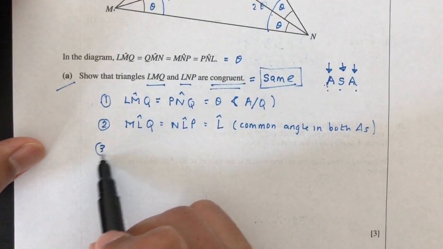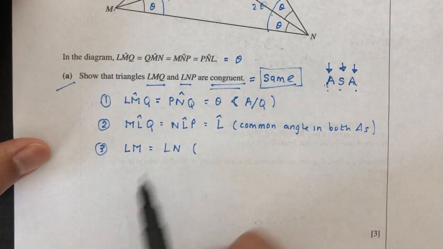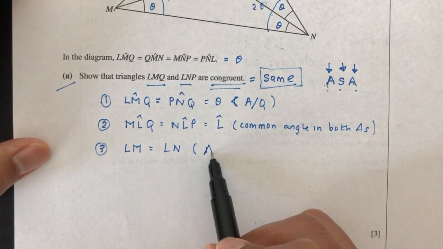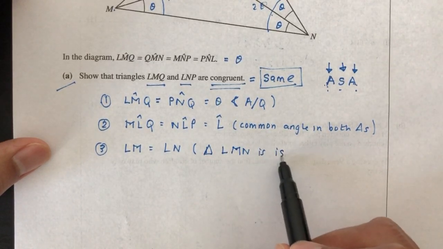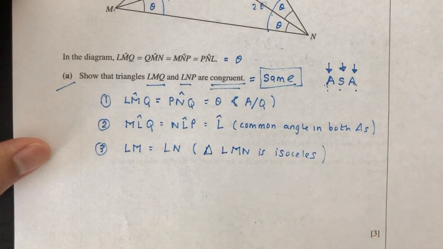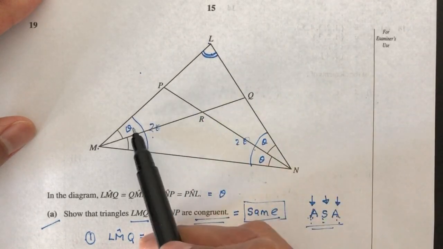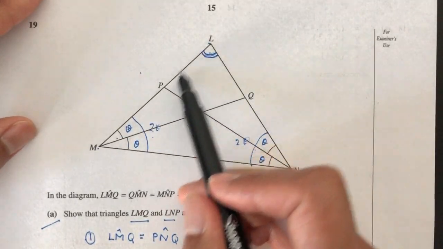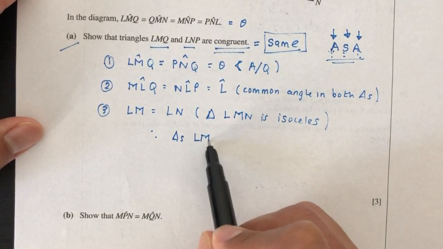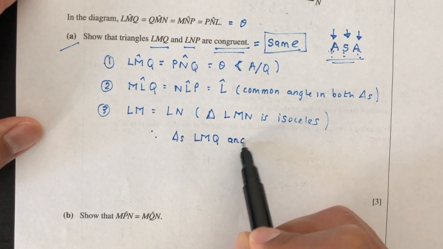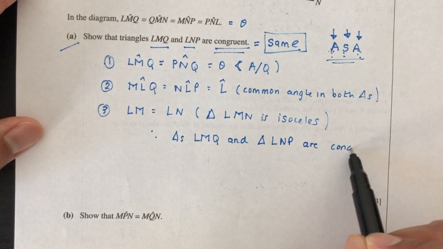So number 3, we have LM equal to LN, because triangle, the big one, which is LMN, is isosceles. That's why. So by proving this, we use this method, ASA, where the angles on both sides and the side in between are equal. So by this, you say triangles LMQ and LNP are congruent.